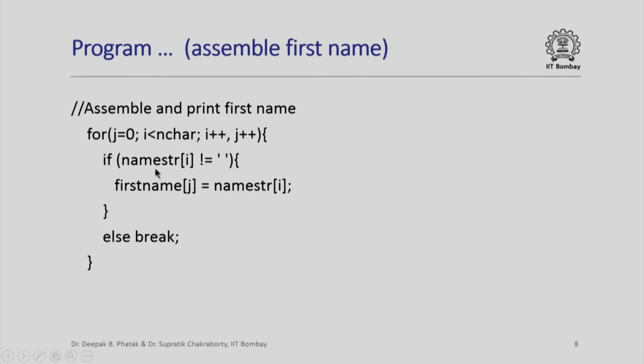The moment we encounter a blank character, this if statement will not be valid. This will not be equal to this. I will not execute this, but come to the else part, which simply says break. So, this loop iteration is broken the moment a blank character is encountered, which means the first name has ended.